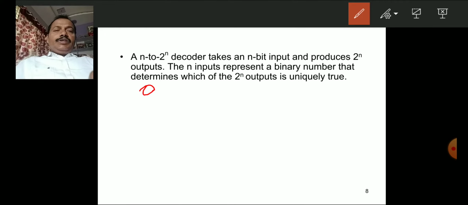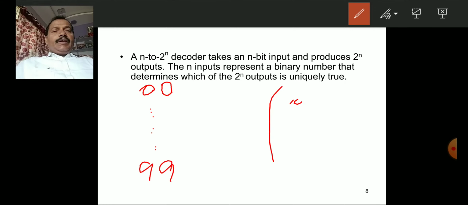So two digits means from 00 up to 99. That means 100 houses in a particular area can be identified. 100 houses, 0 to 99, you can identify with the help of this. Similarly, for a binary number system, you can do like this.